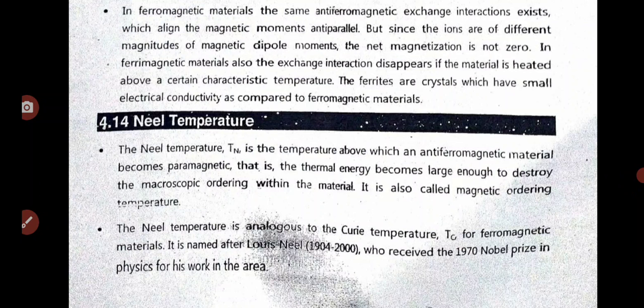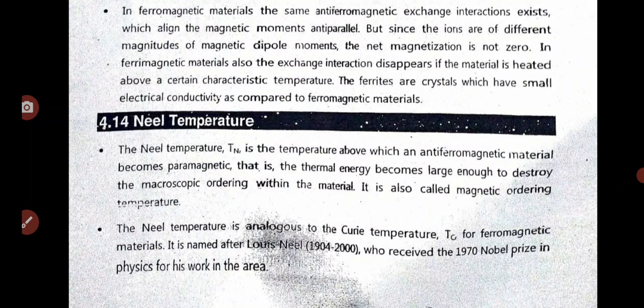Next, we have to see the Néel temperature, denoted by T suffix N, that is capital T subscript N. This is the temperature above which an anti-ferromagnetic material becomes paramagnetic. So if we increase the temperature, the anti-ferromagnetic material shows the property of a paramagnetic material, because the thermal energy becomes large enough to destroy the macroscopic ordering within the material. It is also called the magnetic ordering temperature.